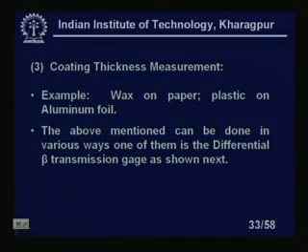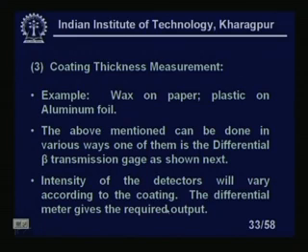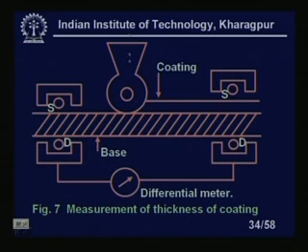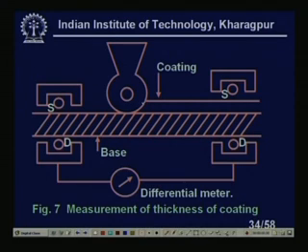The above mentioned method which I have discussed can be done in various ways. One of them is the differential beta transmission gauge as shown next. What is that? Intensity at the detectors will vary according to the coating, and the differential meter gives the required output. Let us look at it. I have a coating coming through here. I have a source, and I have a detector on this side. Suppose this is paper on which I am making the wax coating. Suppose this is the wax coating. So, the wax is coming through here and making a coating, right. So, I have a source and detector.